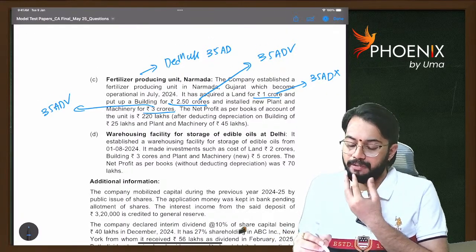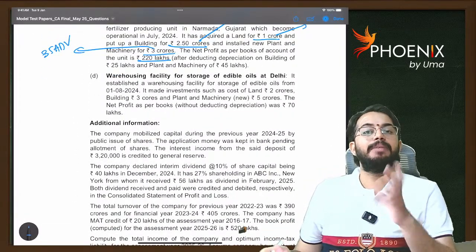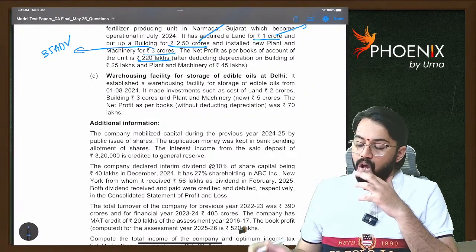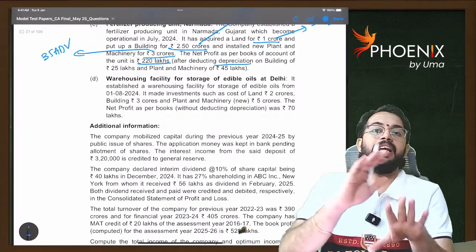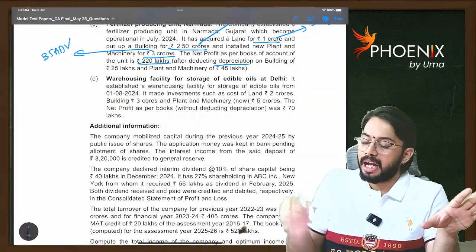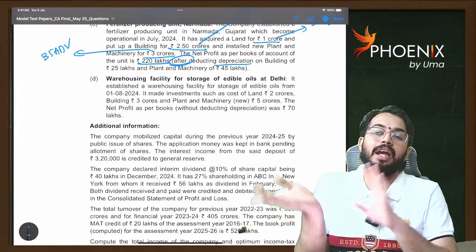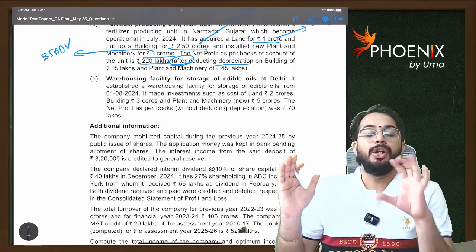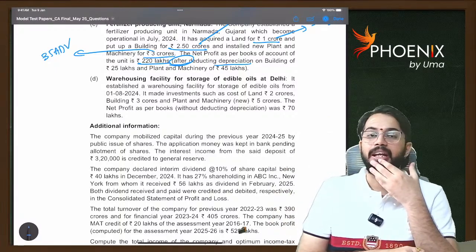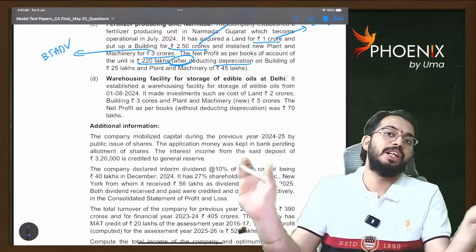Net profit as per books of accounts was given as 220 lakh rupees. From that you will claim deduction under section 35 AD. Once you claim deduction under section 35 AD, you should not claim depreciation. Here net profit is after reducing depreciation. Now, depreciation is to be added back. Okay, you have to arrive at net profit before depreciation. From that you can claim deduction under section 35 AD, because once you claim deduction under section 35 AD, again depreciation deduction is not allowed.